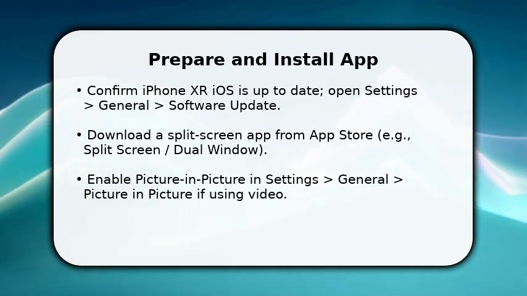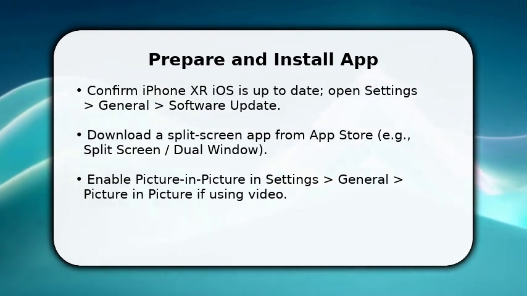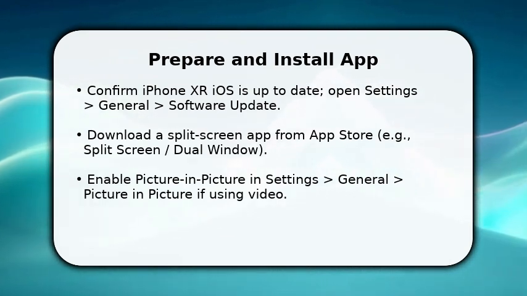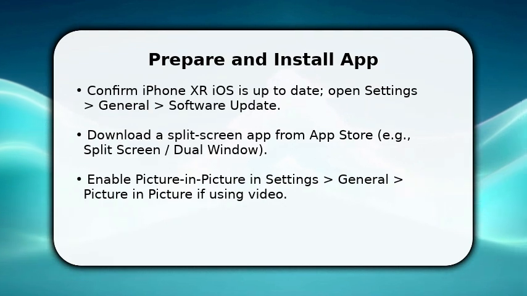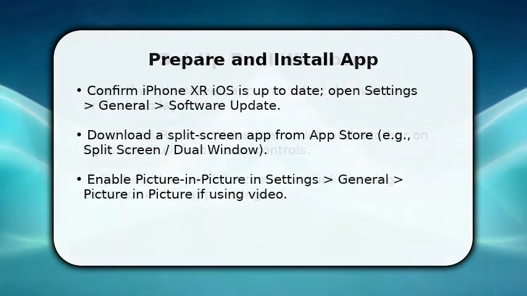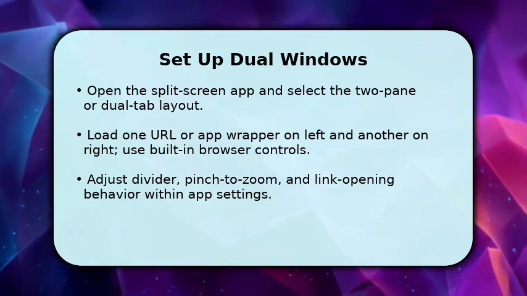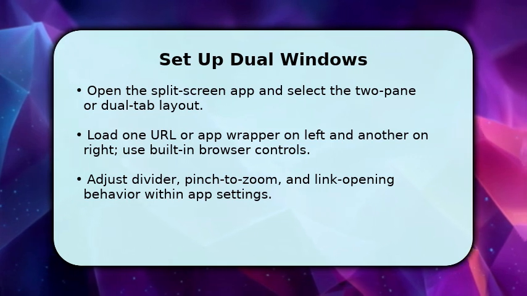While installing, enable picture-in-picture in settings if you plan to watch video on one side. Doing this now saves interruptions later and lets the app run smoothly when you open two web views or app wrappers inside it. Once the app is open, choose the two-pane layout. Apps vary, but look for terms like dual window or split view.